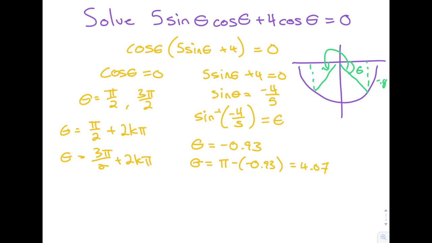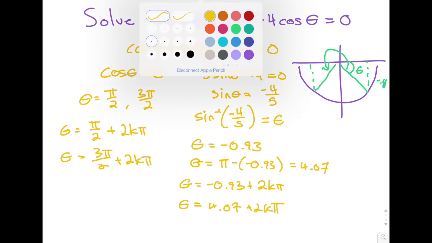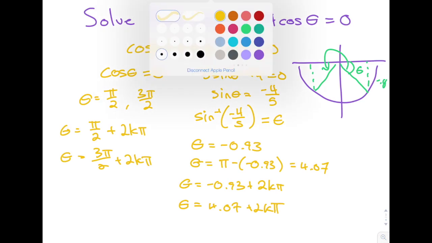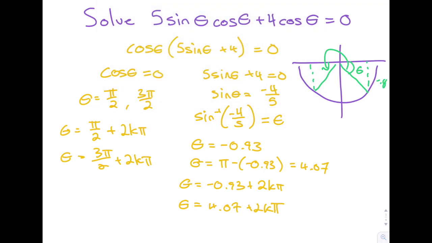And then accounting for all the solutions, we have theta equals negative 0.93 plus 2k pi, and theta equals 4.07 plus 2k pi. So those are all the solutions for this particular equation. So we have theta equals pi over 2 plus 2k pi, 3 pi over 2 plus 2k pi, negative 0.93 plus 2k pi, and 4.07 plus 2k pi.